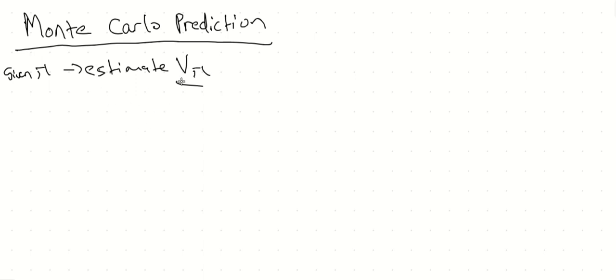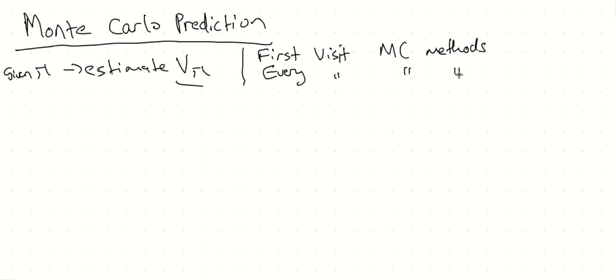Having said that, there are two kinds of Monte Carlo methods we might want to look at when dealing with Monte Carlo simulation. The first is first visit Monte Carlo methods, and the second is every visit Monte Carlo methods. So we have first visit and every visit. That's the general idea. First we need to define what a visit is.